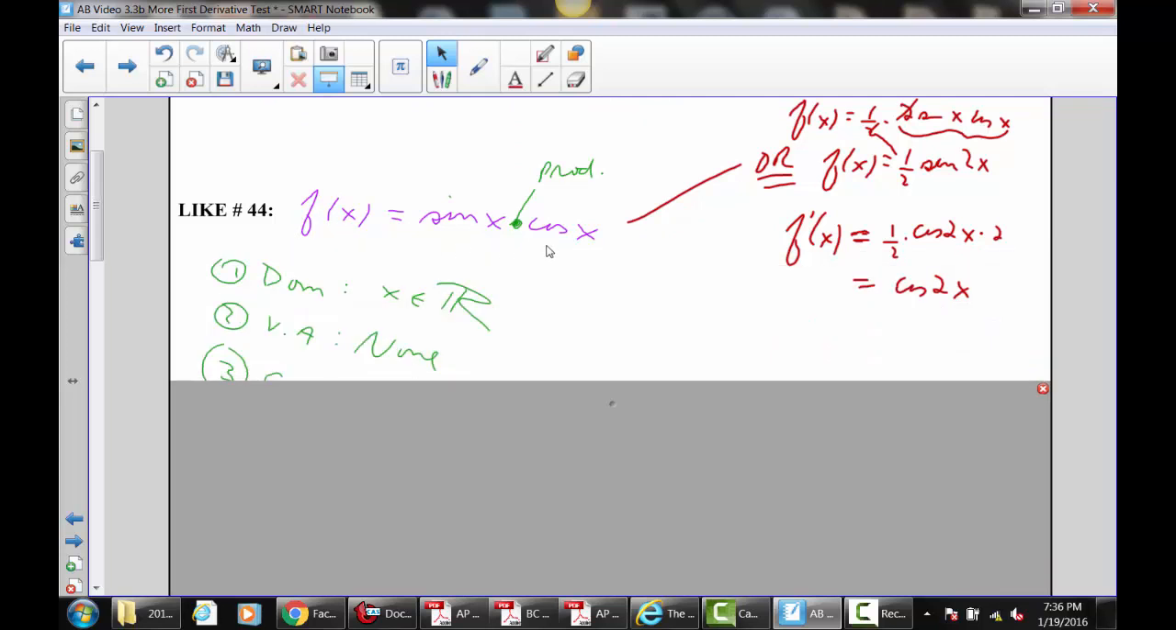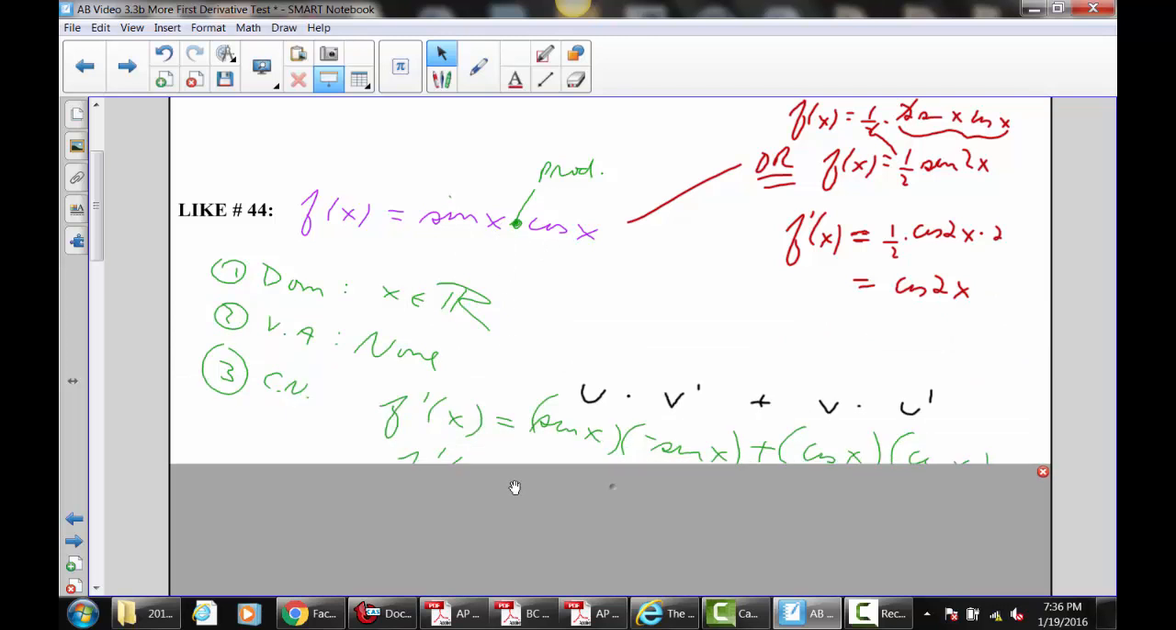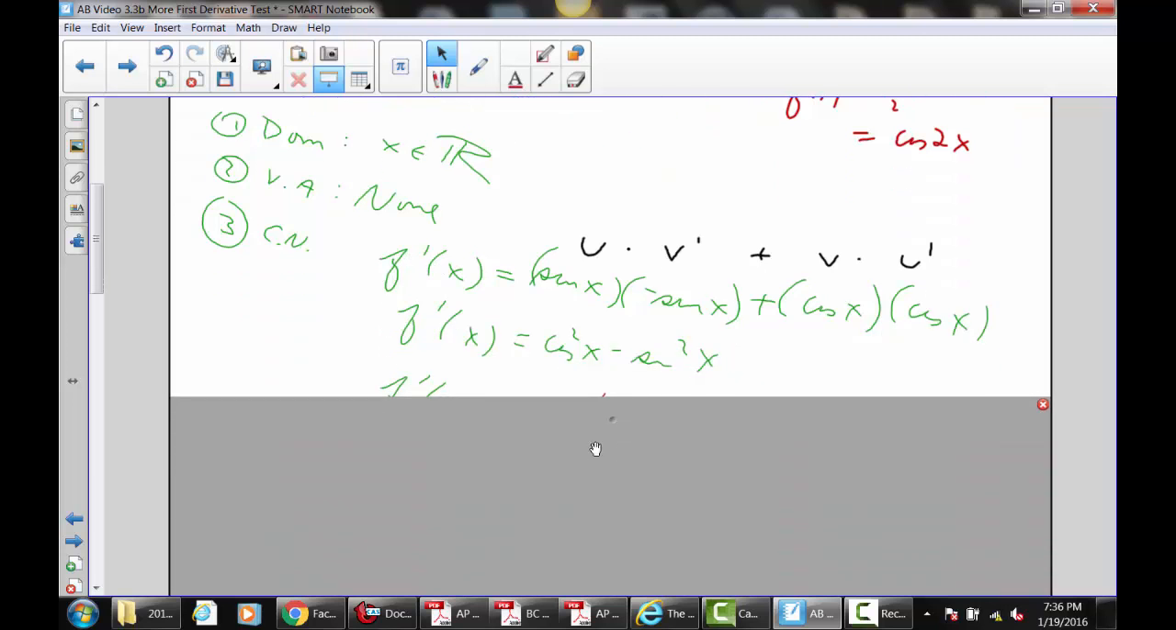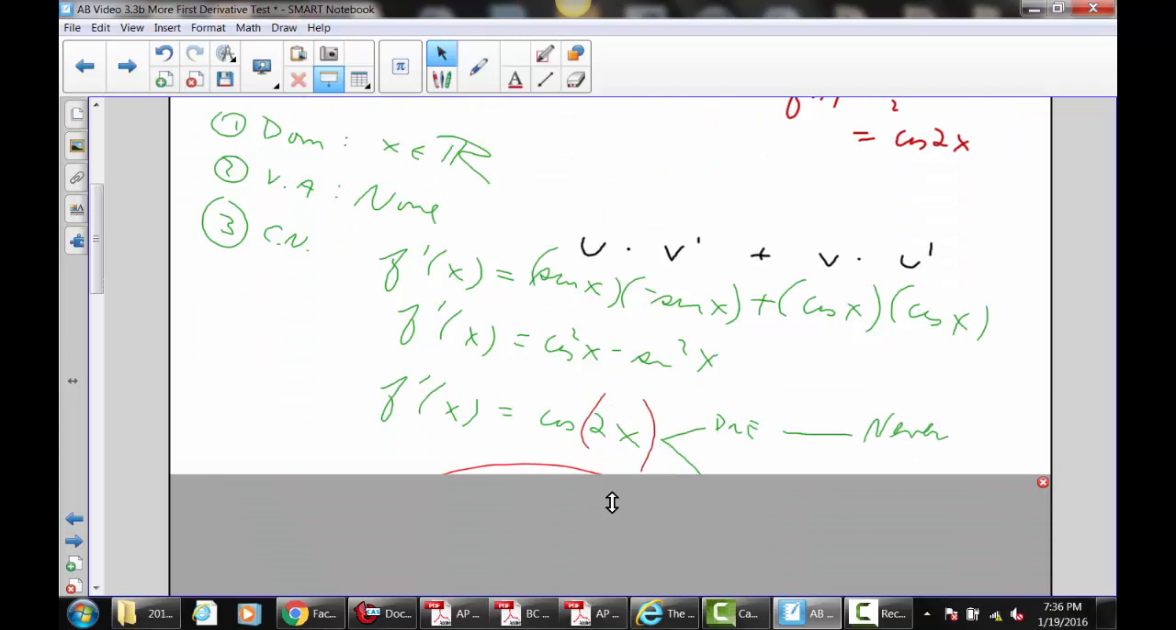Your domain, of course, is all real numbers. Your vertical asymptotes, none. Critical numbers, you're going to find the derivative. It is a product, so you'll use the product rule. You'll get cos squared minus sine squared, which, by the way, is cosine 2x.